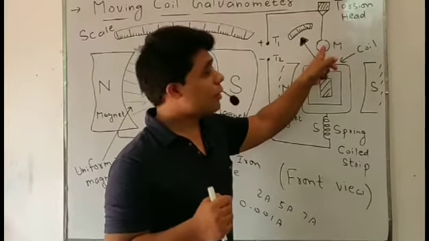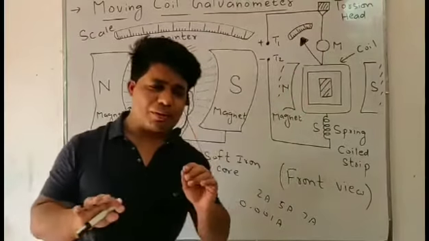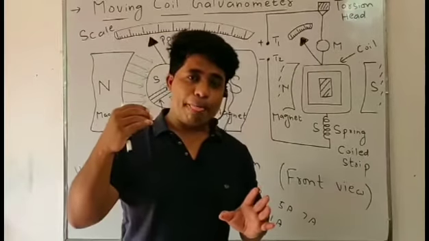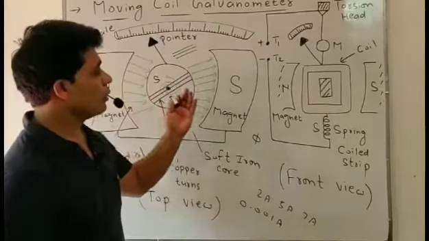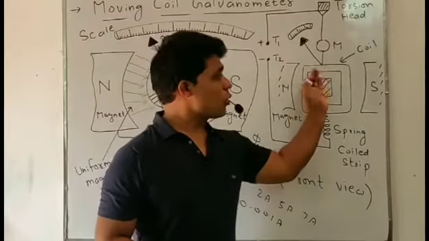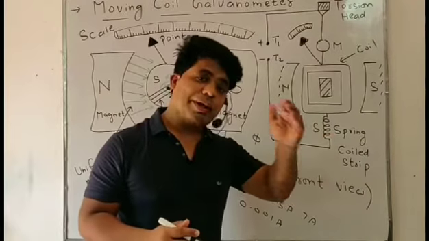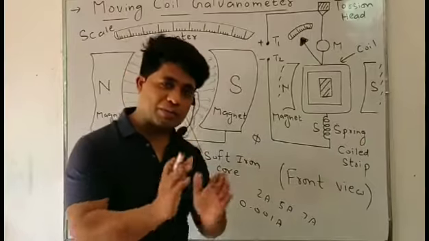What is the use of the mirror? At the end of this topic we'll discuss it also, but I will tell you, with the help of this mirror, lamp and scale, we can find the angle of deflection phi of this coil. When the coil rotates, it rotates through some angle. That is called the angle of deflection. Later on we'll discuss how we can find that angle using the mirror, lamp and scale method, at the last.